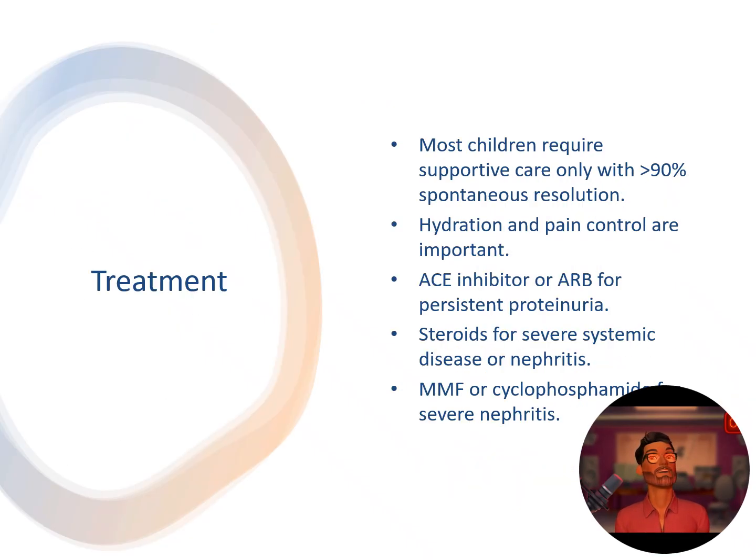The treatment for IgA vasculitis is supportive, as most children recover spontaneously. Hydration and pain control. If there's persistent or significant proteinuria, we might consider a biopsy as well as steroids. If the proteinuria is persistent, ACE inhibitors, MMF, or cyclophosphamide for severe nephritis, but again, those are fairly uncommon.